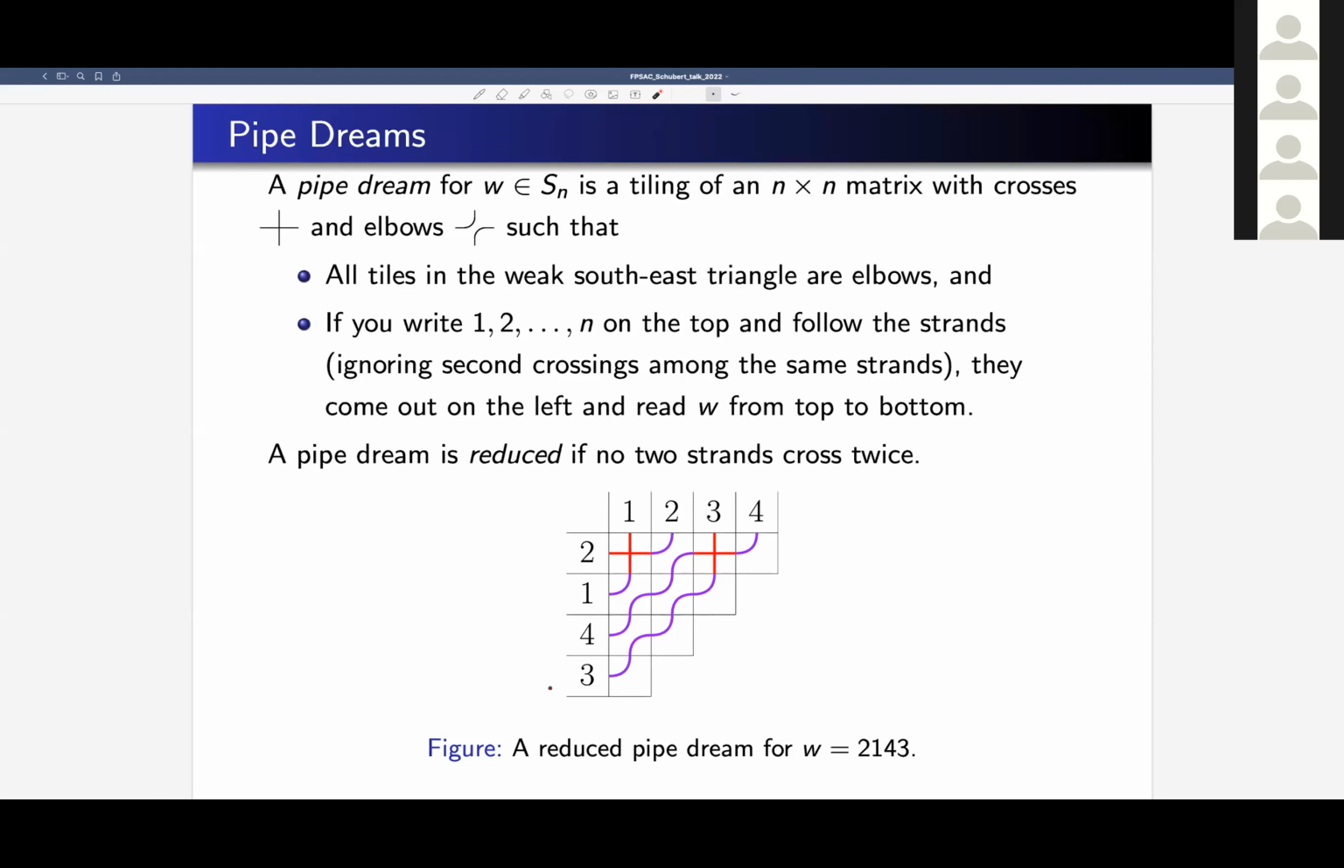And the pipe dream will be called reduced when no two strands cross more than once. Okay, so 2 strands should cross 0 or 1 time, and it's a reduced pipe dream of this permutation. If we have strands that cross more than once, which we'll ultimately get to, we need to ignore the second crossing as we are tracing them from the number i to the i.